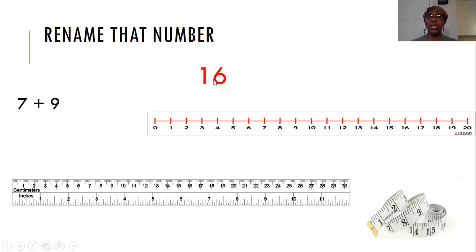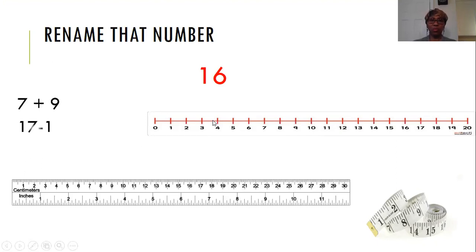But how do we know 7 plus 9 equals 16? That's another way to rename this number. Well, we're going to use this number line. Here we are at 7 plus 9. What does plus 9 mean? We have to move 9 times, right? So we start at 7 and we move 9 times. That means we hop 1, 2, 3, 4, 5, 6, 7, 8, 9. Look where we landed. Right here on our magic number, 16.